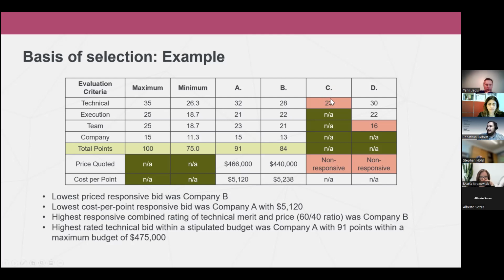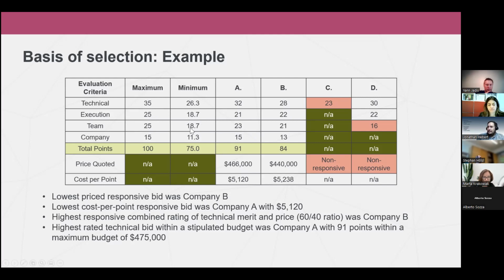So you can see in this example, company C only scored 23 on their technical. We're not evaluating anything more. It's over. They've not met the technical score. Execution has the same thing, minimum, maximum. They have team, so it might say who's on the team or things like that. Minimum, maximum, and things related to the company. Everybody gets a score for each category.